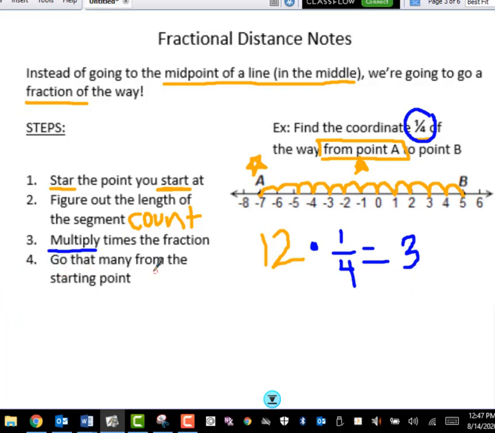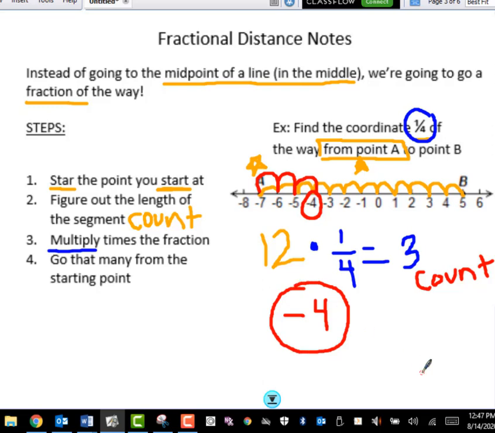So step 4, count again, but again, like I said at the beginning, it matters which point you count this from, okay? So it said start at A, so we're going to start counting at A, and we're only counting 3. So we're going 1, 2, 3, and wherever you end up, that is the answer. So our coordinate 1/4 of the way was at -4. So that's the answer. It's very similar to midpoint, what you just learned.